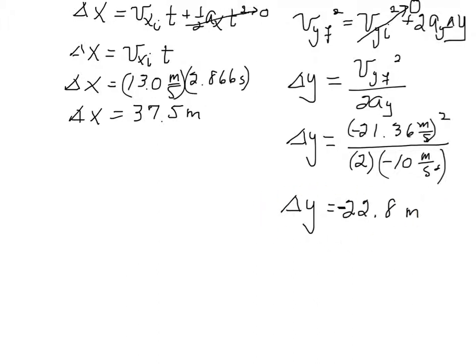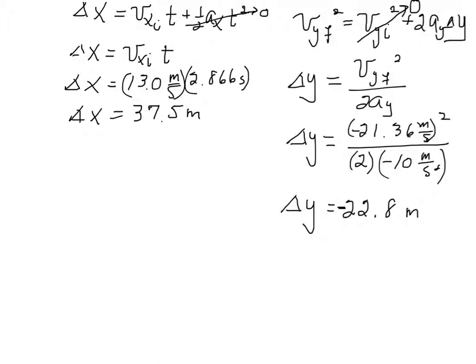Now you could have found the delta y from the top of the building to the highest point, and it would have been 2.8 meters, and you could have added that to the 20 and gotten the same result. That's another way of doing it. If you try doing it that way, that is also fine.